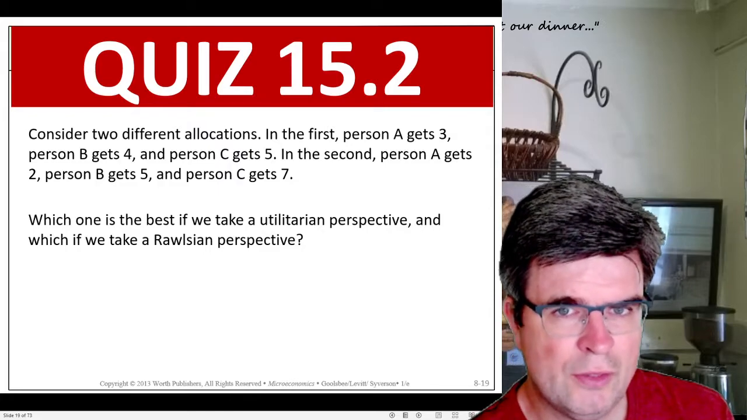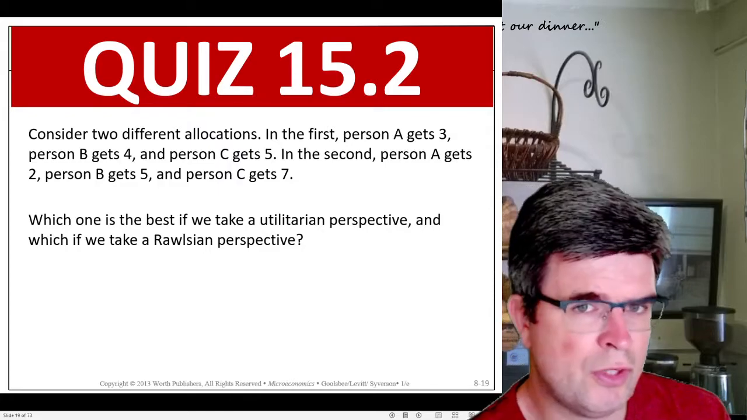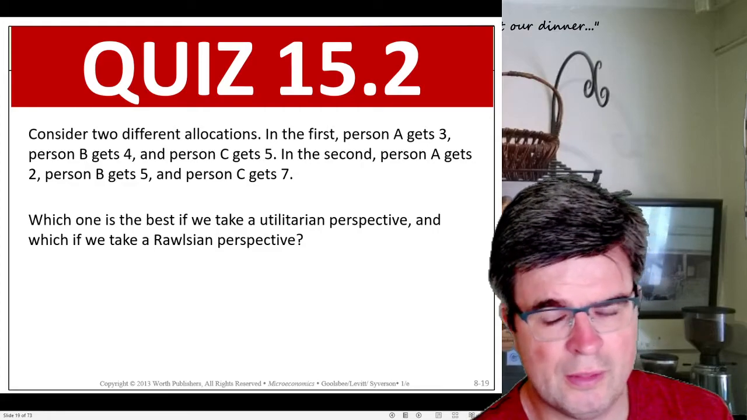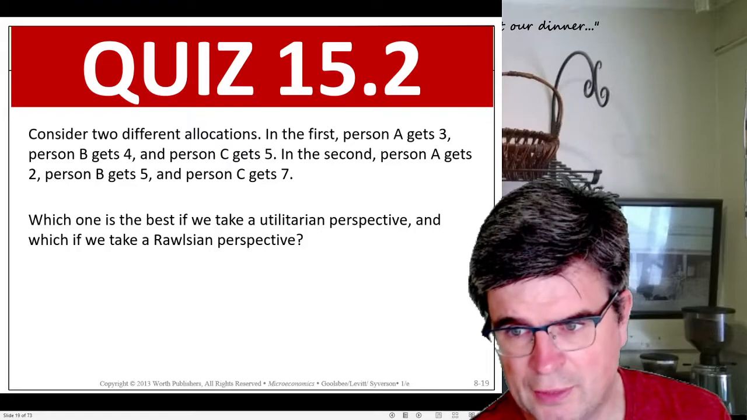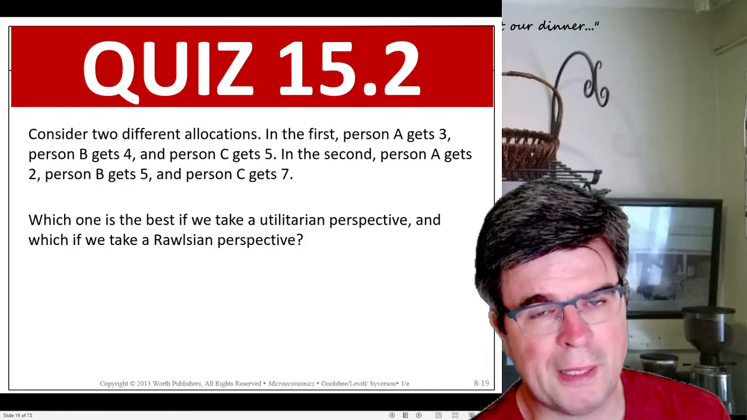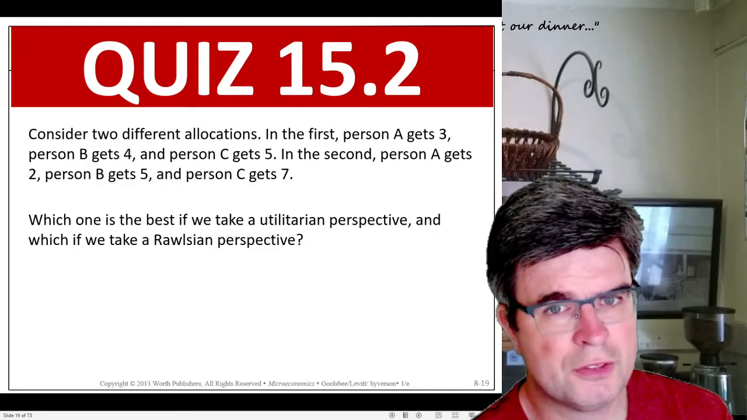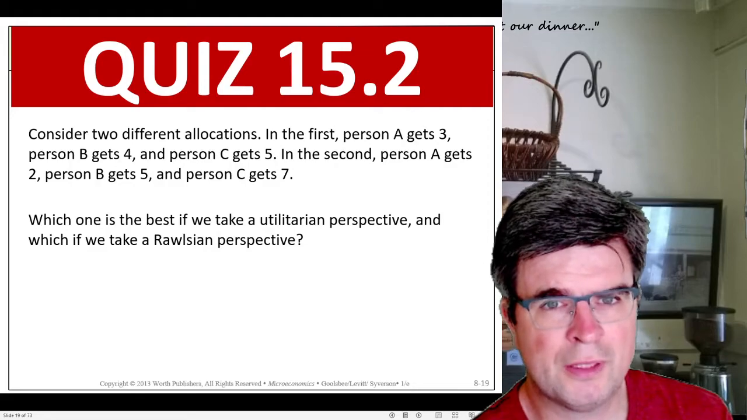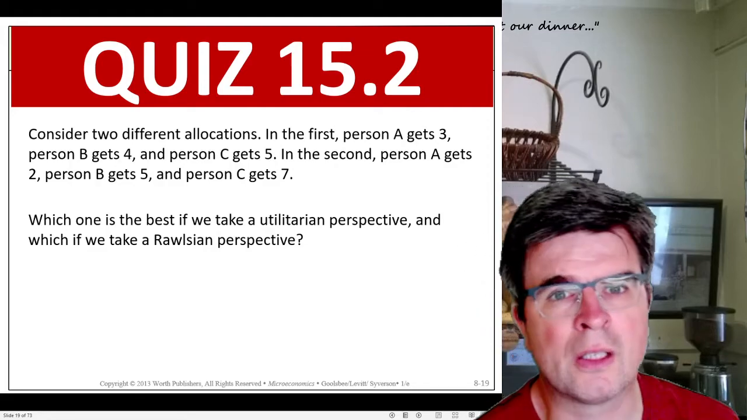Looking at the different welfare functions, which of the two allocations is best if first we take a utilitarian perspective, and second, which one is best if we take the Rawlsian perspective? I think this is a quite straightforward question. If you're not able to answer it, then you should go back a couple of slides.